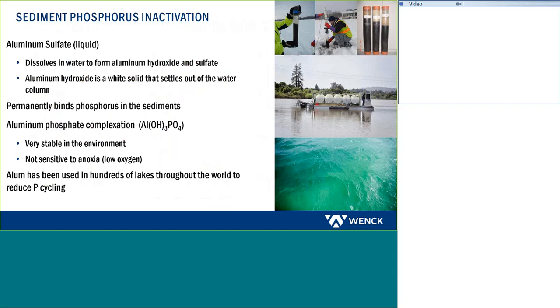Of using phosphorus inactivation approach, we can use aluminum sulfate. Aluminum sulfate dissociates in water to form aluminum hydroxide. Aluminum hydroxide is a metal hydroxide that will bind phosphorus in a complexation, and it's a permanent bond. It's not susceptible to anoxia. pH would have to go very low to break that bond, below 2, something you would never see in the environment. So we've used this since the 1970s in lakes. We've learned a lot about that.